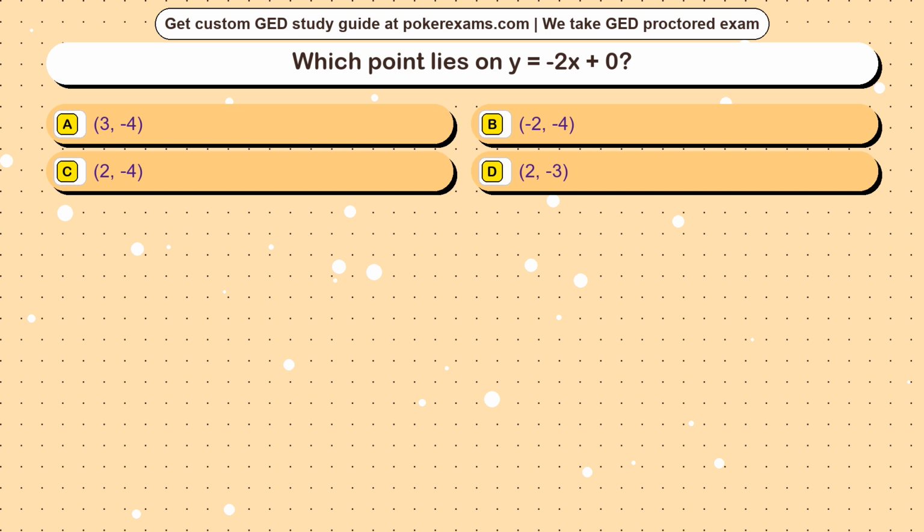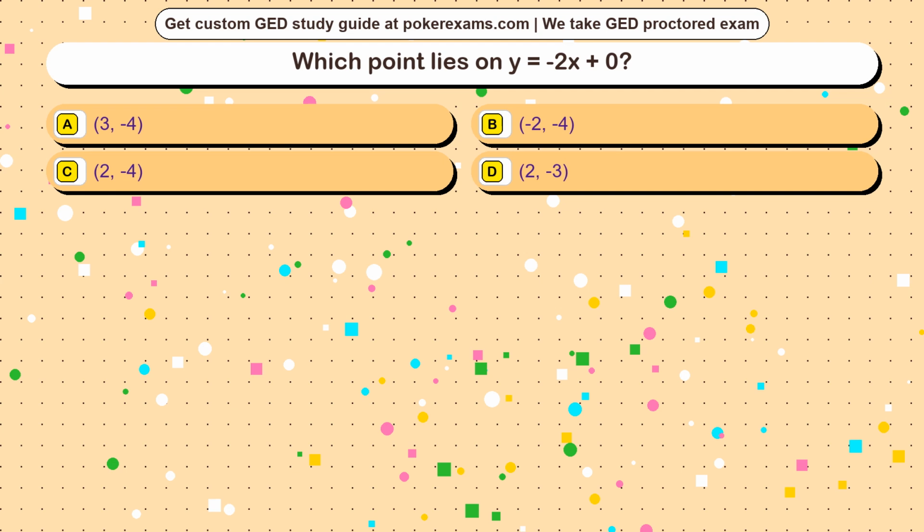Question 11. Which point lies on y equals negative 2x plus 0? Option A, 3, minus 4. Option B, minus 2, minus 4. Option C, 2, minus 4. Option D, 2, minus 3.